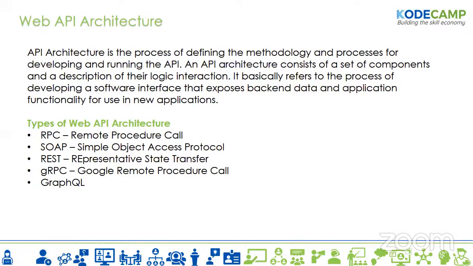API architecture is the process of defining the methodology and processes for developing and running the API, okay? So it's the process of defining the methodology. What methodology are we going to use? And what processes are we going to use in developing and running this API? Now, an API architecture consists of a set of components, okay, and a description of their logic interaction. So it basically refers to the process of developing a software interface that exposes the backend data and application functionality for use in new applications.